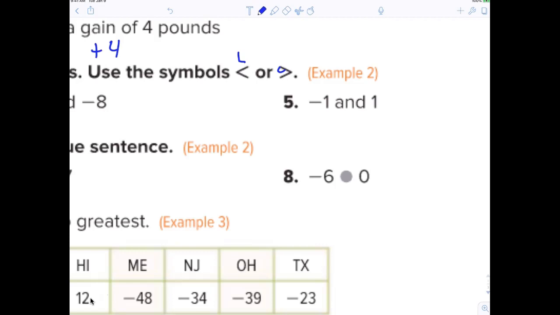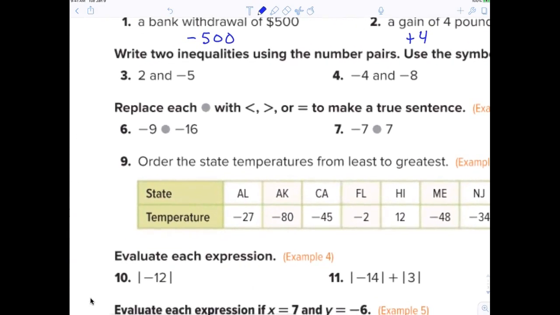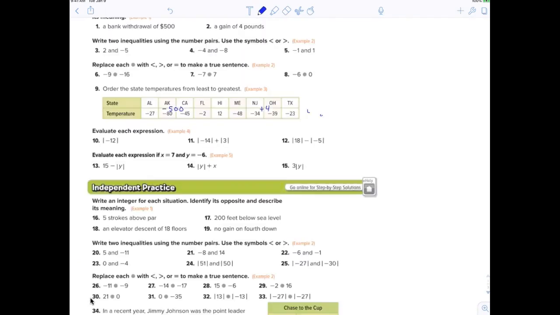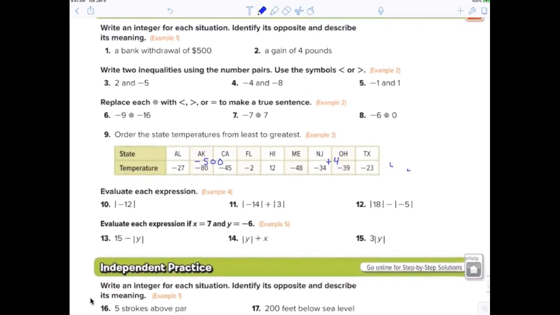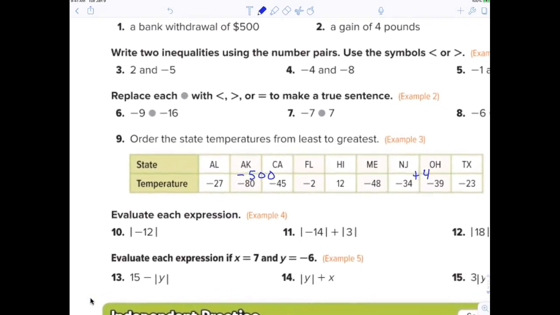So now, when you make a comparison, you're going to compare 2 to negative 5. The first thing you do is you write down, you would say 2 is what? Greater than negative 5. Or you could say what? Negative 5 is less than 2. Beautiful.